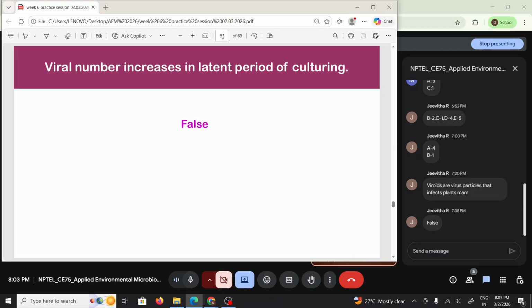So I hope you understand what a latent period is. It is a phase where the virus has infected the host cell, but new viral particles have not yet started to be produced. In this process only the genome could have multiplied, but no new viral particles are generated in the host. So the viral number does not increase here.